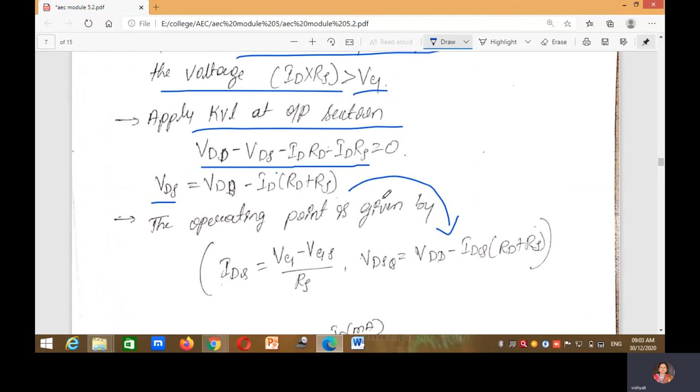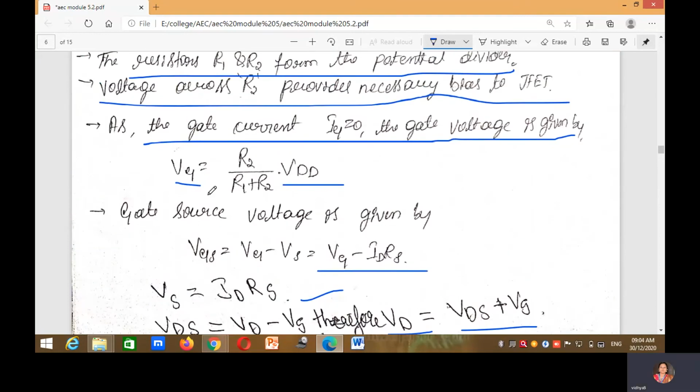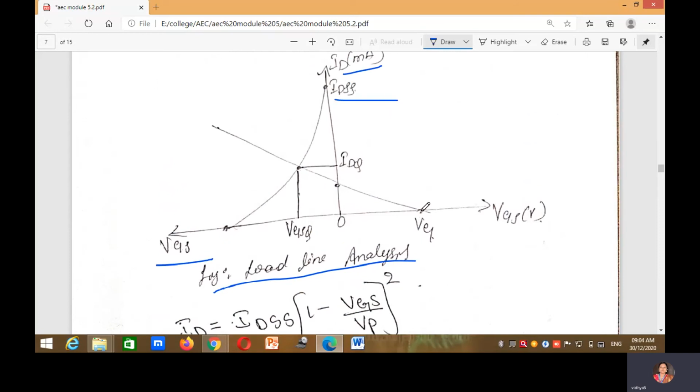Okay, the VGS equation is, Vg is equal to R2 divided by R1 plus R2 into VDD. But Vg is what we got? VGS is Vg minus ID into RS. First you need to make ID is equal to 0. ID is equal to 0 means VGS is equal to Vg. So when ID is equal to 0, we got Vg.